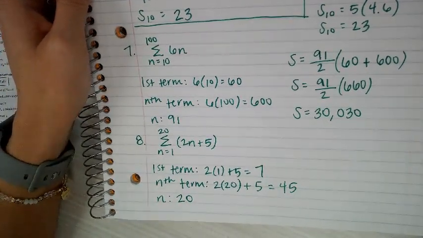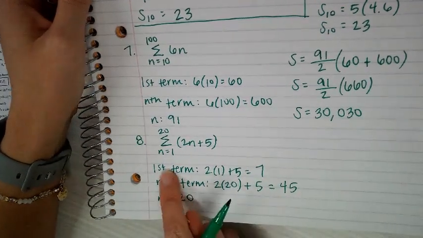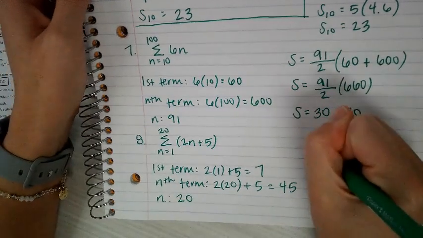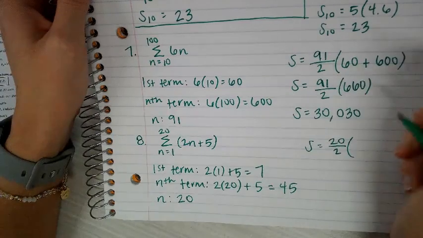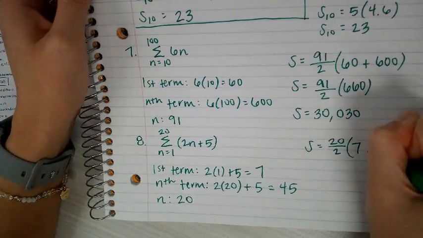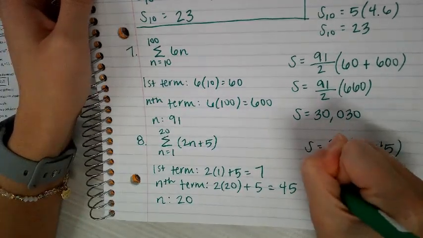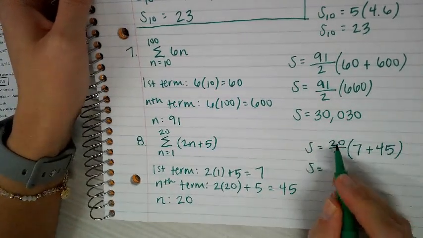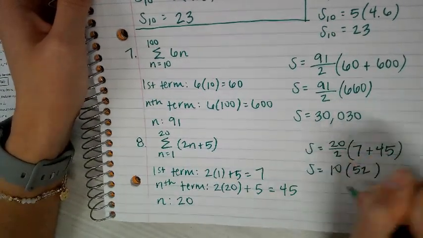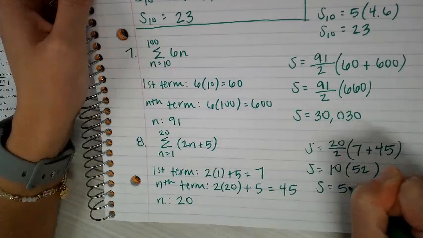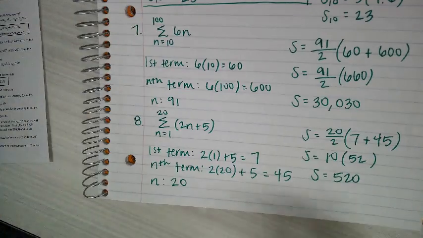I'm going to go ahead and use the short form again, since we just found the first and the nth terms. So n over 2, 20 over 2 times the first term of 7 plus the nth term of 45. This one would be a non-calculator type question because we can divide that, and it's going to be 10 times 52. So 520, and then we'll go ahead and verify that with our calculator.